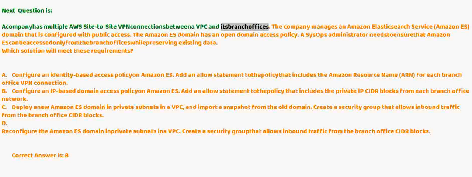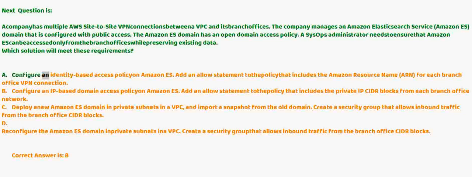Next question is: a company has multiple AWS site-to-site VPN connections between a VPC and its branch offices. The company manages an Amazon Elasticsearch Service, Amazon ES, domain that is configured with public access. The Amazon ES domain has an open domain access policy. A SysOps administrator needs to ensure that Amazon ES can be accessed only from the branch offices while preserving existing data. Which solution will meet these requirements?